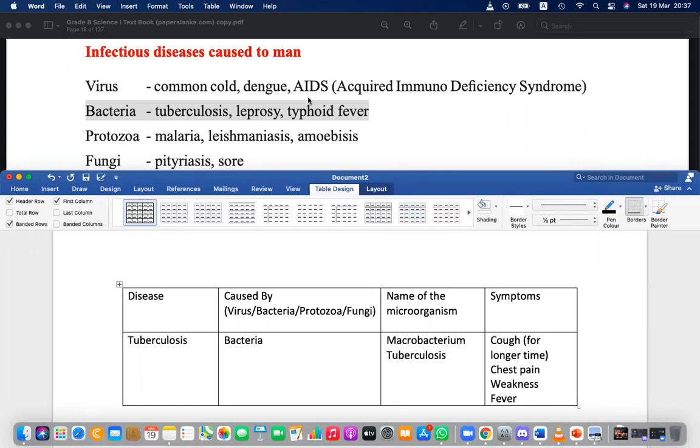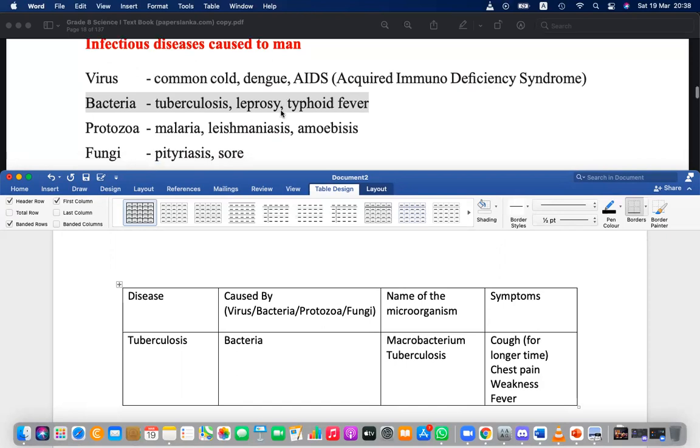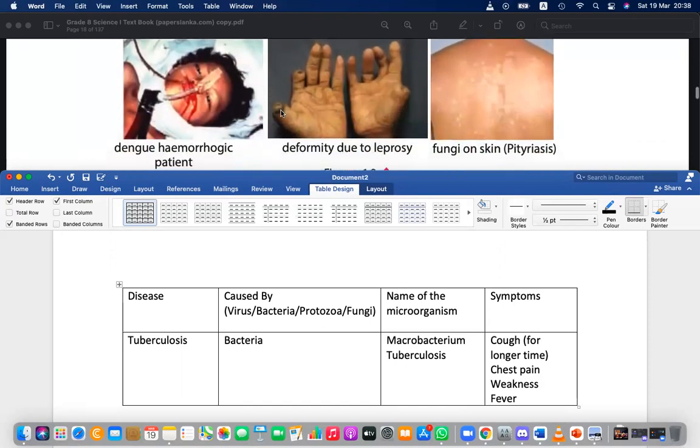So disease, and which kind of microorganism causes it, whether it's a virus, bacteria, protozoa, fungi, or algae, even that can be written. There are some more that can even be written. Try to fill this by next week, and similar to the last day's work, send it to the WhatsApp.